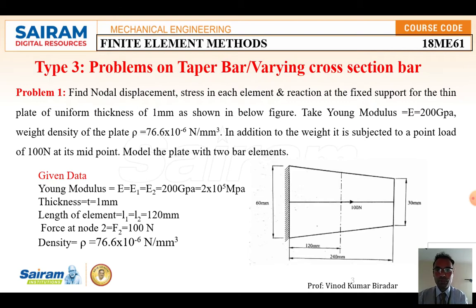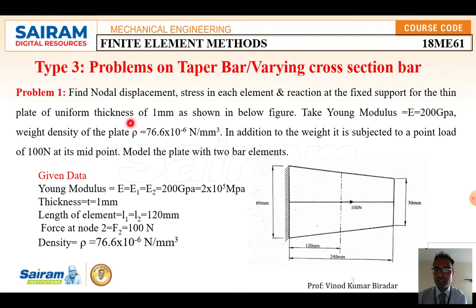Okay, so type 3 problem, that is problems on taper bar, which is also called a varying cross section bar. Varying cross section bar means what? The diameter is going to decrease. Such type of elements you are going to call a taper bar or varying cross section bar.